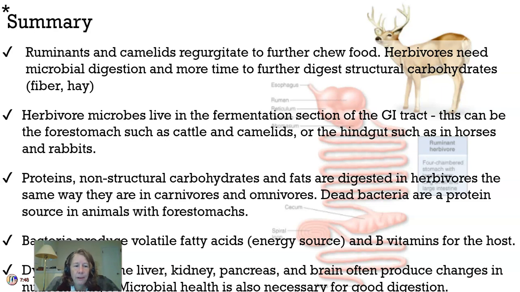And then we'll talk more in other courses about how you use volatile fatty acids as an energy source, but they do produce those and B vitamins for the horse, and we can still get changes in GI tract function with extra GI organs and with changes in microbes.